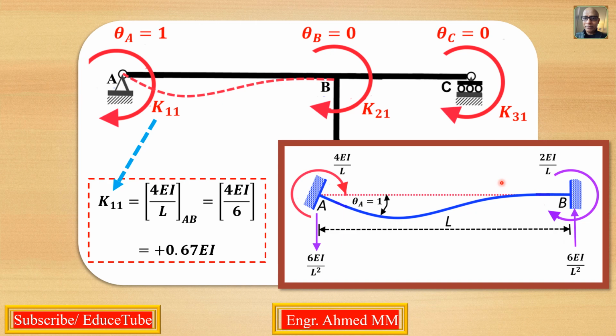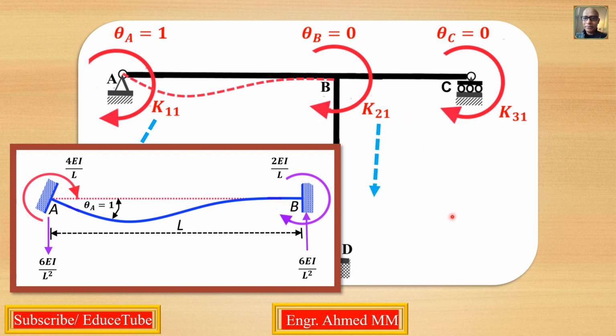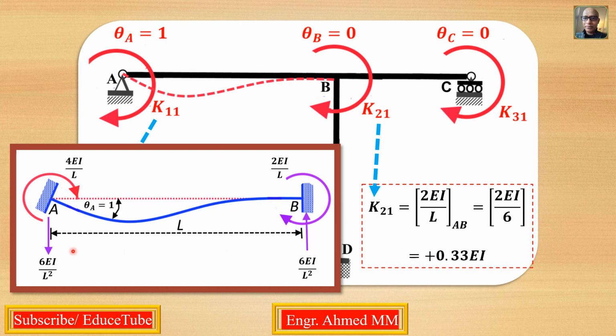But for the details, how we get this 4EI over L, in this regard you can visit my another video, then you will get the explanation of how to get this 4EI over L. But here we are picking the value only, that 4EI over L. So this K11 will be 4EI over L, because we are applying rotation at this joint. But the far end will be 2EI over L. So it means K21 will be 2EI over L. Let's see that. So it is 2EI over L according to this.